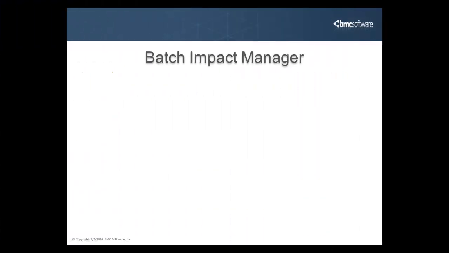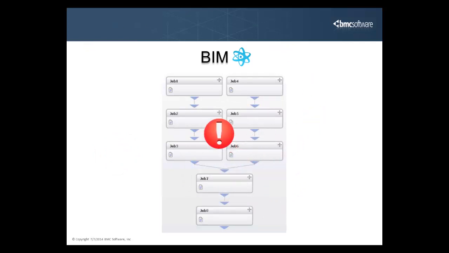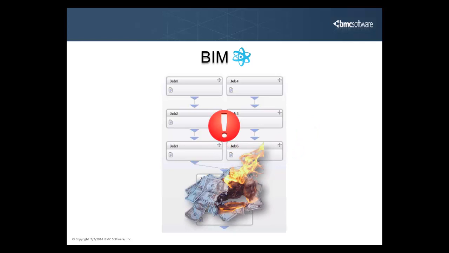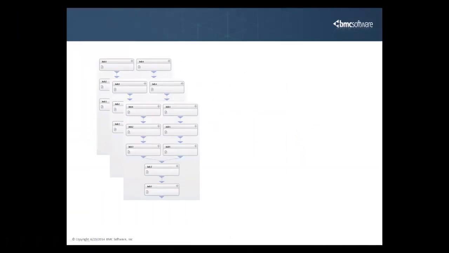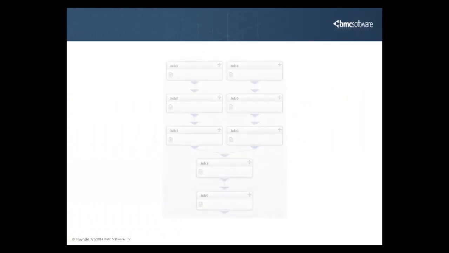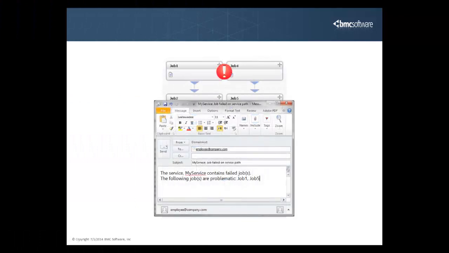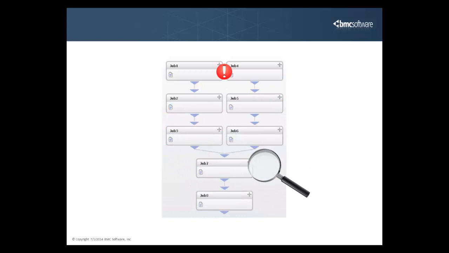Batch Impact Manager, or BIM, enables you to monitor critical job flows. If there is a potential delay or failure in a job flow, BIM helps you determine the business impact of the delay. It uses advanced simulation based on statistics and historical data from jobs that have run in the past. When BIM estimates that a delay may occur, you are sent an alert, and you can then analyze and evaluate the actions you can take to minimize or prevent the delay.